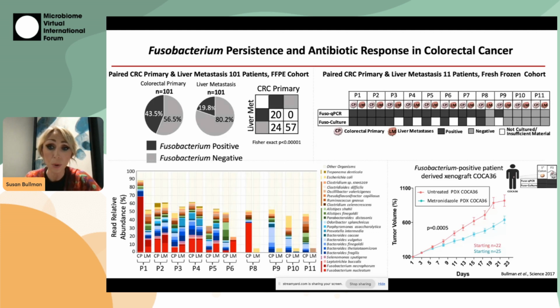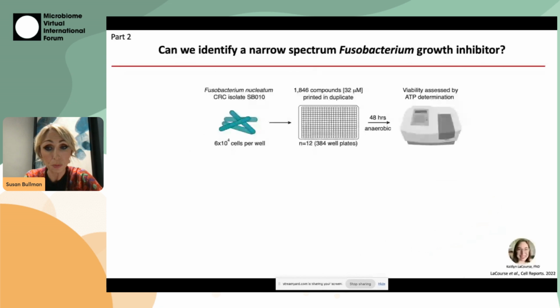But as you know, metronidazole is a relatively broad spectrum antimicrobial, and it targets a range of different anaerobic bacteria. So when I started my own group, one of the many projects we had ongoing was trying to identify a Fusobacterium growth inhibitor, a very narrow spectrum inhibitor, so that it would specifically target Fusobacterium and not other members of the gut microbiota.